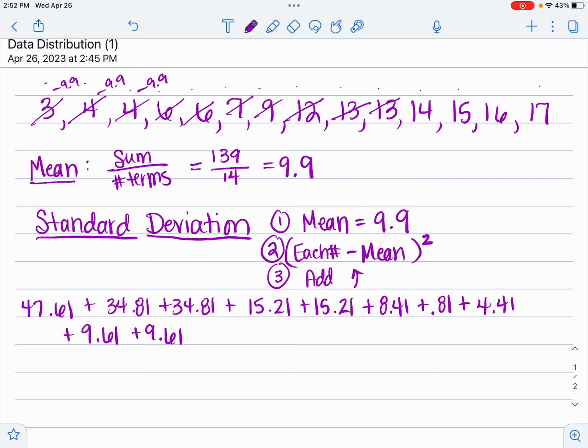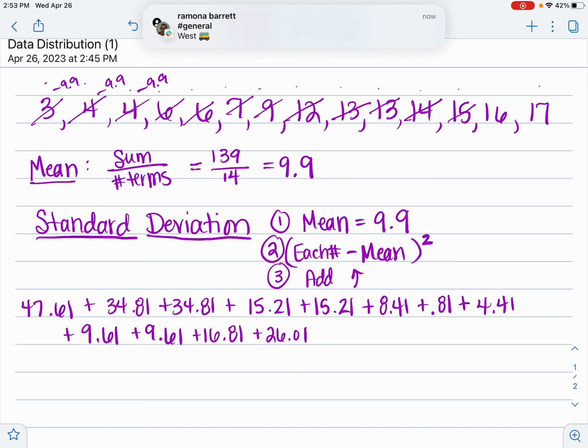14 minus 9.9 squared is 16.81. Almost done. 15 minus 9.9 squared is 26.01. 16 minus 9.9 squared is 37.21. And then my last one is 17. Thank goodness. 17 minus 9.9.